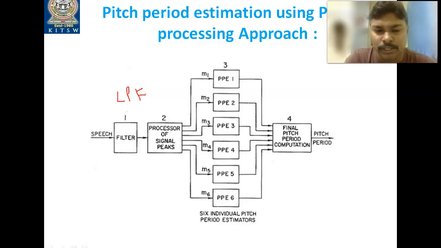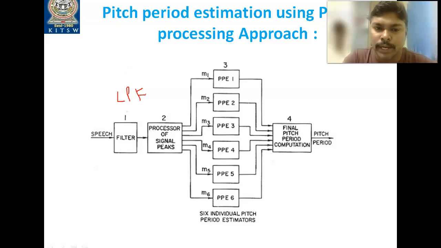You can also take a high pass filter, or a band pass filter, with whatever set of frequencies you design. So it is up to you. In advanced applications we can also go for the band pass filter, there is no problem at all. Now coming to the second important block in this representation, the processor of the signal peaks.